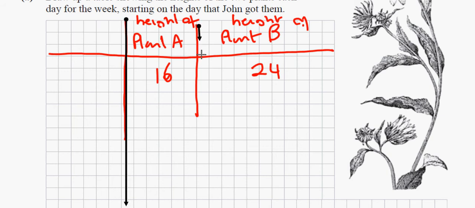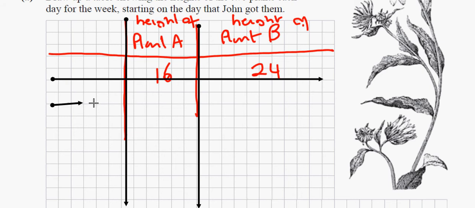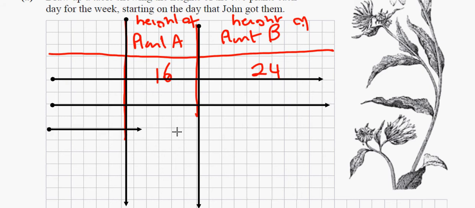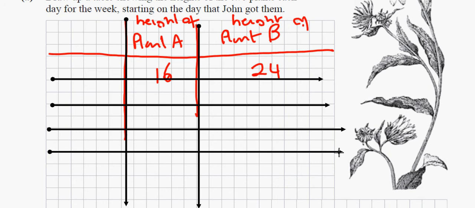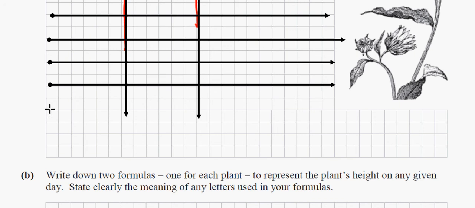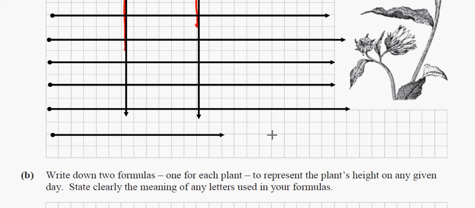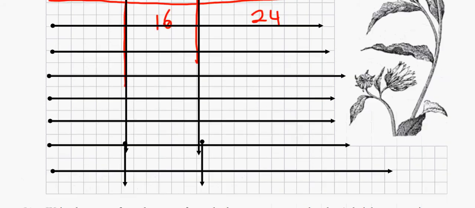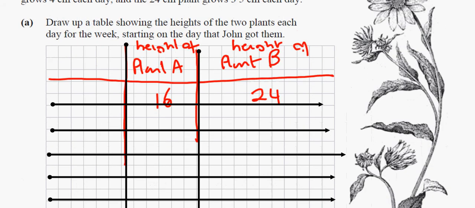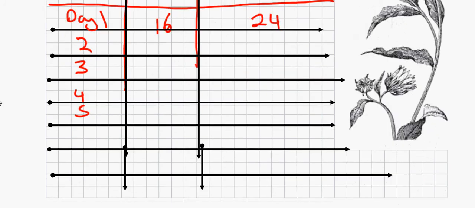Now, we need 7 days, which means that we're going to need 7 sections here. So just 1, 2, 3, 4, 5, 6, and 7. Okay. So here's our table. What we can call this is the days. Okay, so day 1, day 2, day 3, day 4, day 5, day 6, day 7.